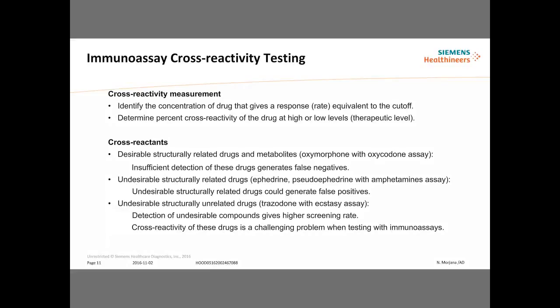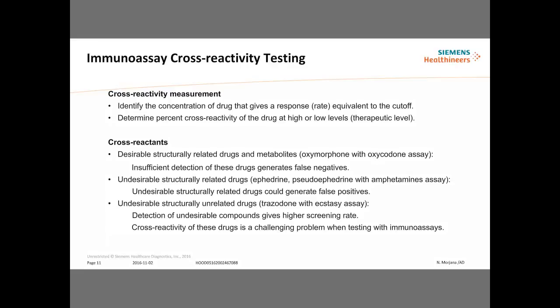Immunoassay cross-reactivity testing. When you test immunoassays for drugs, cross-reactivity testing could be done in two different ways. One is identifying the concentration of the drug that gives you a response equivalent to the cutoff. Secondly is calculating or determining the percent cross-reactivity of a drug. Determining percent cross-reactivity of a drug is usually misleading. It is more appropriate for customers, or people who test using immunoassay, to understand what concentration of a cross-reactant gives you a positive result, or a result that is equivalent to the cutoff.